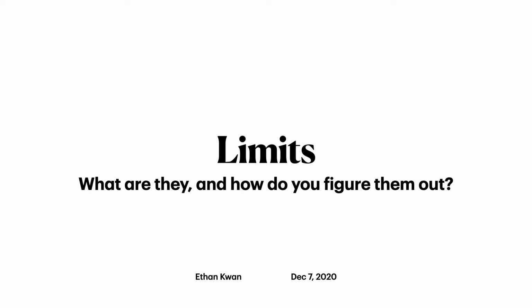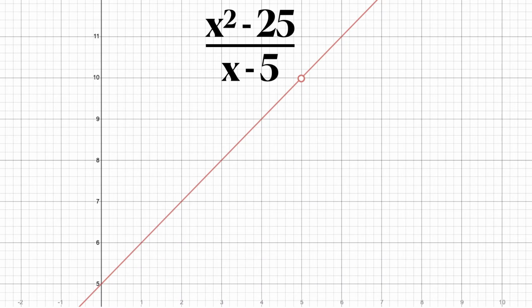So, a brief review on what a limit is. A limit is basically a point where something's undefined. Let's look at the graph of x squared minus 25 over x minus 5. Now, it looks like a normal line, but as you can see, there's a hole in the graph at x equals 5, y equals 10.